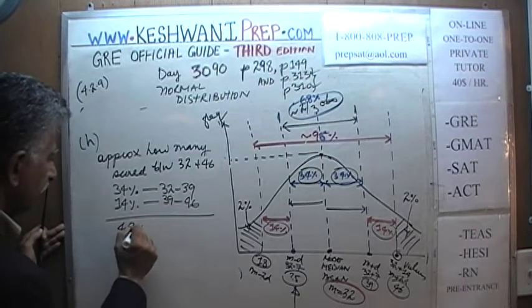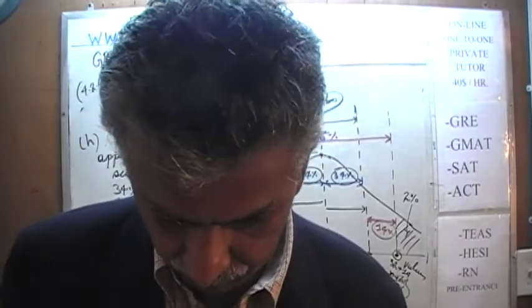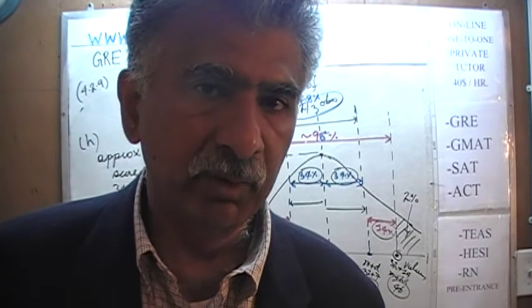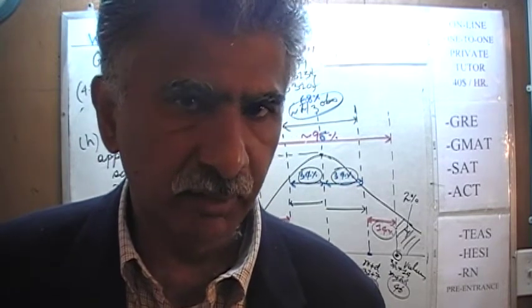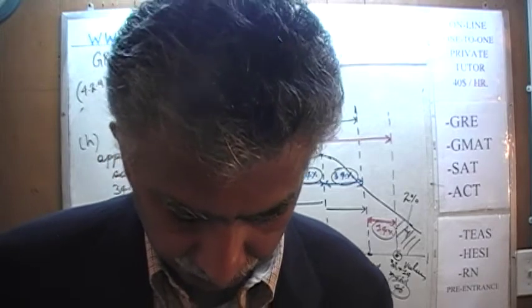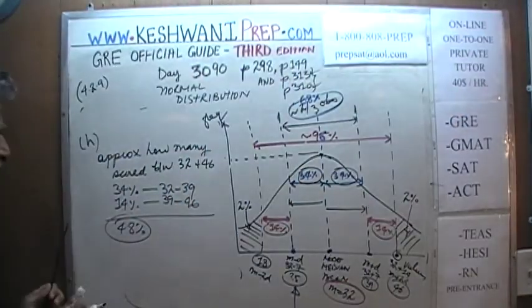There we go, 48%. Approximately half the students. Again, if it were a multiple choice question with different answers, one of the answer choices would simply say 300, because that's approximately half of 600. That's all. Finally, part I. Then we're done with this thing.